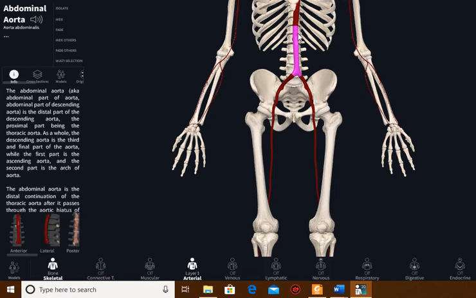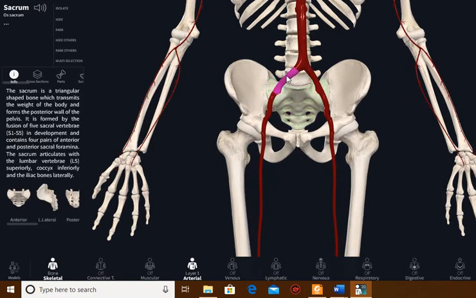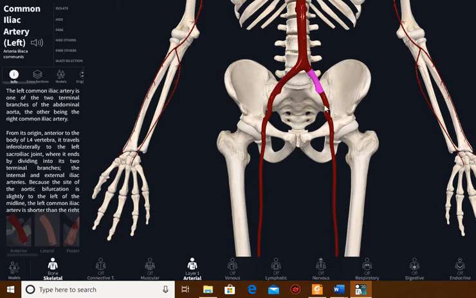The descending or abdominal aorta is going to divide into two main portions. This artery is going to be called the common iliac artery, and this other artery is going to be called the other common iliac artery.